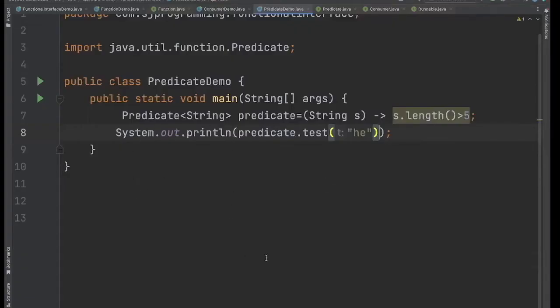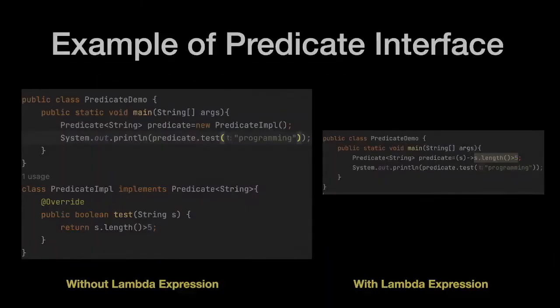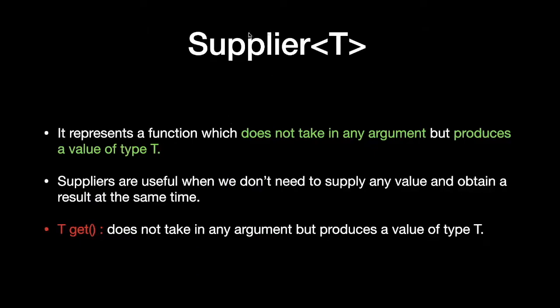Now one more is remaining, which is supplier. Supplier is also a functional interface. In this supplier interface we have one method which is get, and this get method will not take any argument. This get is the method without any argument, but it will produce a result.